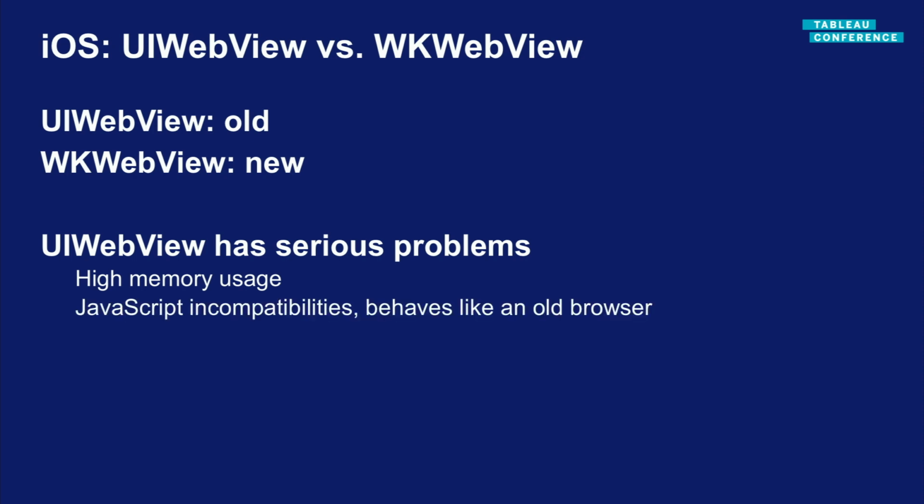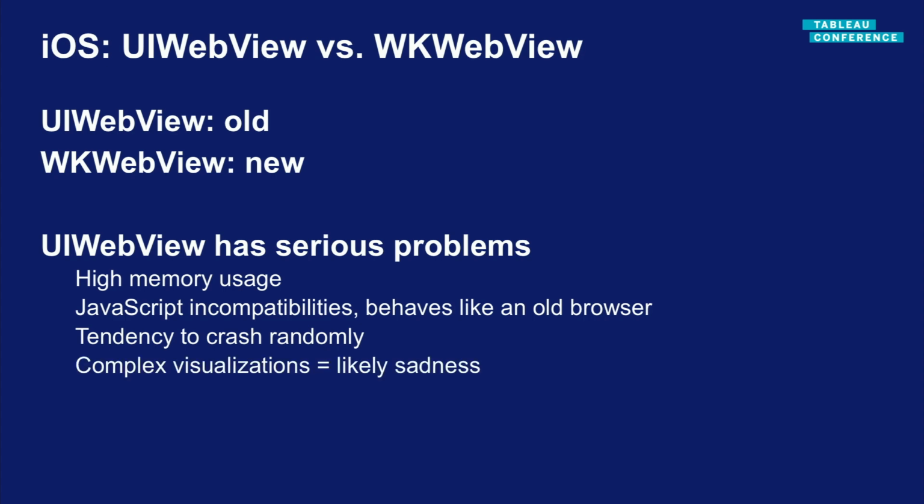It uses a ton of memory. It has some JavaScript incompatibilities, so it looks like a web browser that's several years old. It has a tendency to crash at pretty much the worst times. And if you're trying to look at a complex visualization, it will often fail in strange ways. So I've seen visualizations that are fairly complex, but you start looking at them in a UI WebView, scroll a little bit, and then the whole thing crashes. Show the same one in a WKWebView, and it works fine.